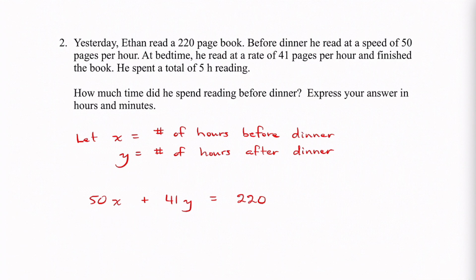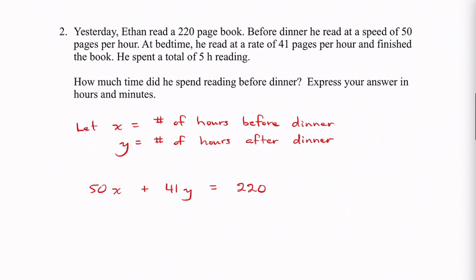So that's one equation that we've got. The second equation that we're going to have to get is going to come from this last sentence right here. It says he spent a total of 5 hours reading. So the number of hours before dinner and the number of hours after dinner, when I add those up, I have to get 5 total hours. So the number of hours before dinner plus the number of hours after dinner has to add up to 5 total hours.